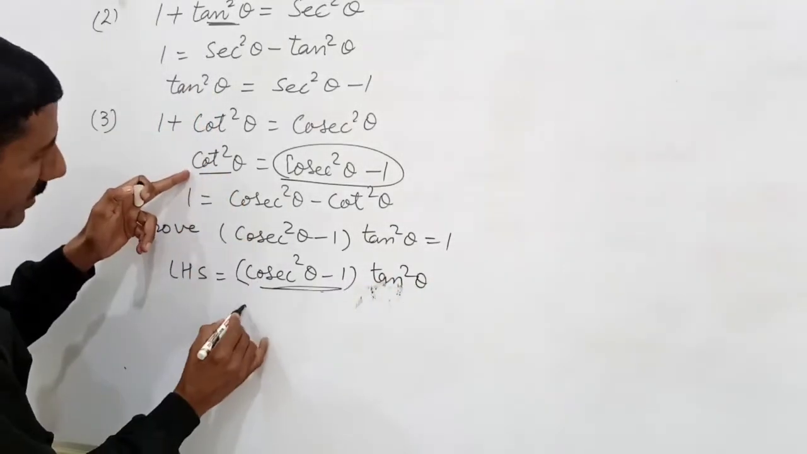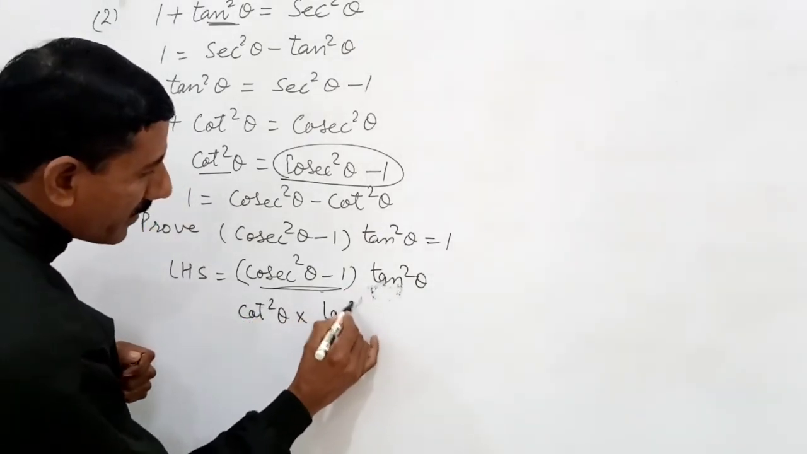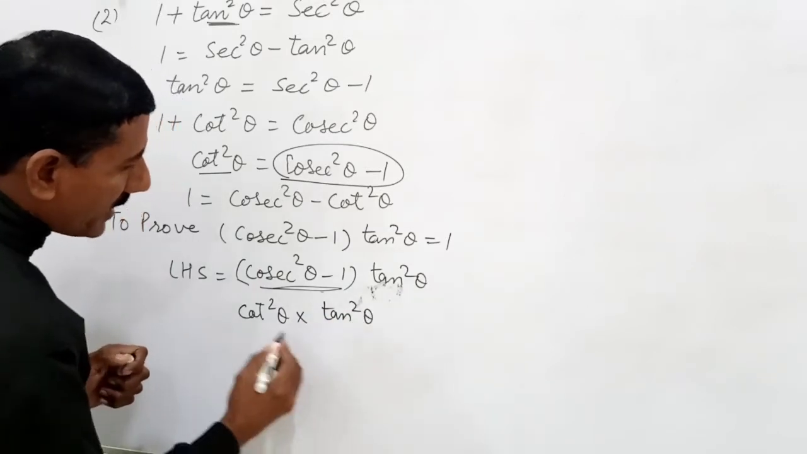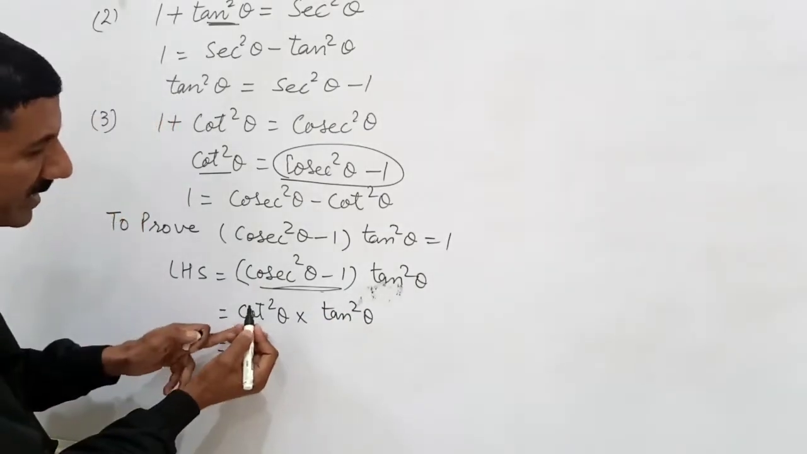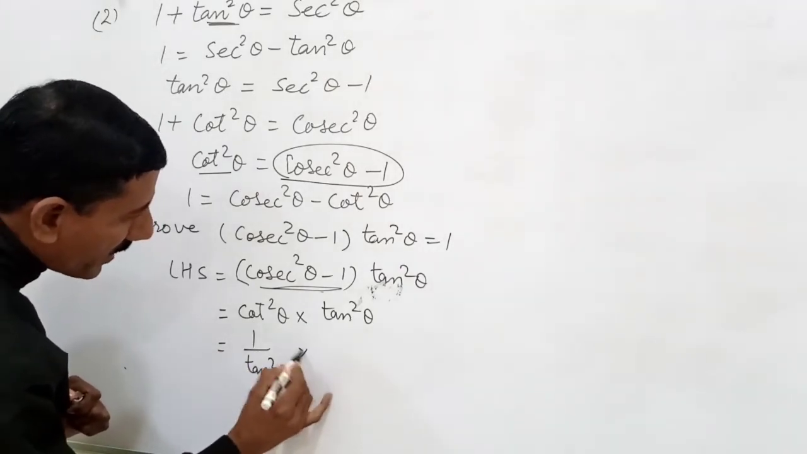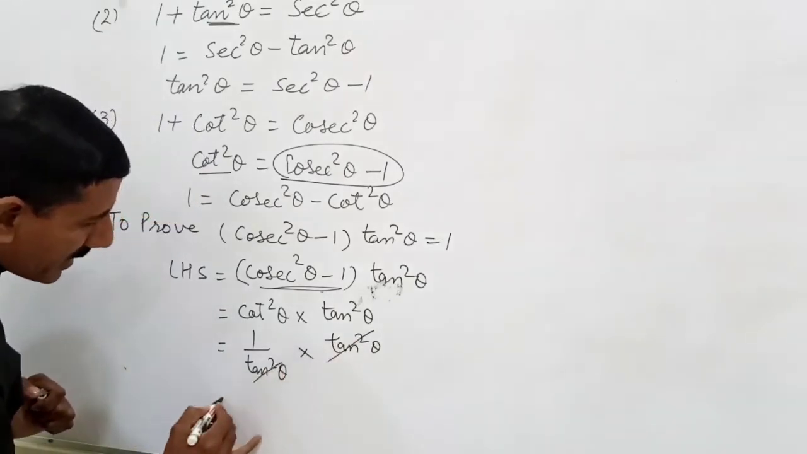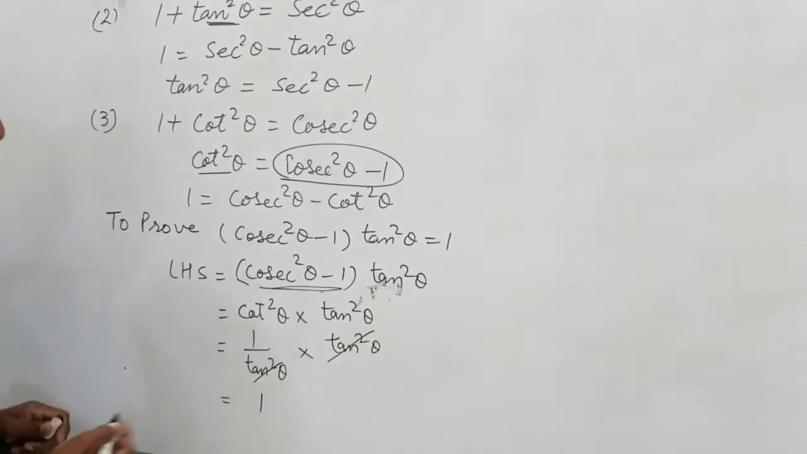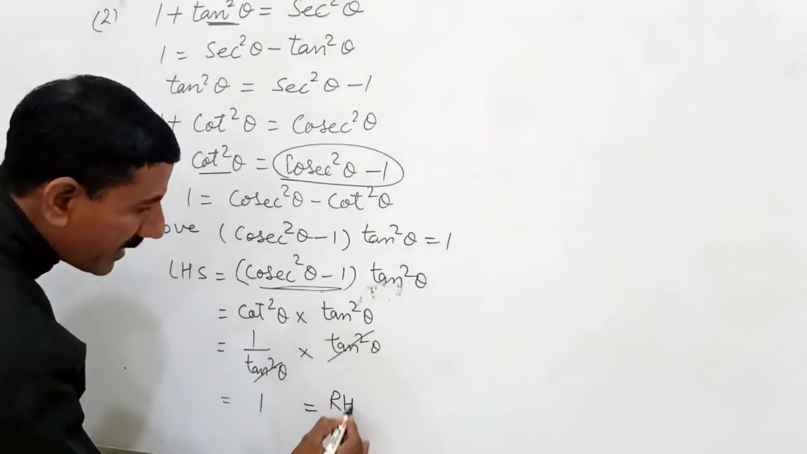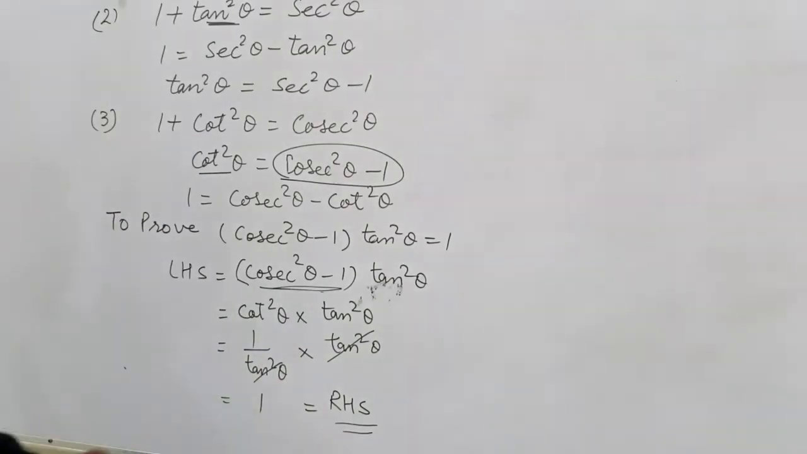Now you write cot square theta into tan square theta. Tan square theta is taken as it is. Now cot square theta is equal to 1 upon tan square theta, and putting it here, tan square theta cancels, and we have 1. And this is the right hand side of this question, which we had to find. So hence left hand side is equal to right hand side.